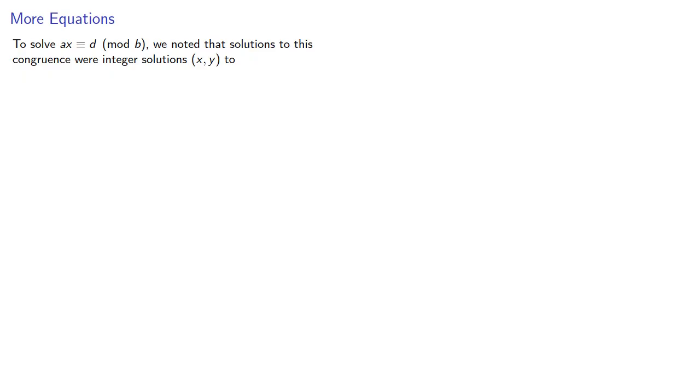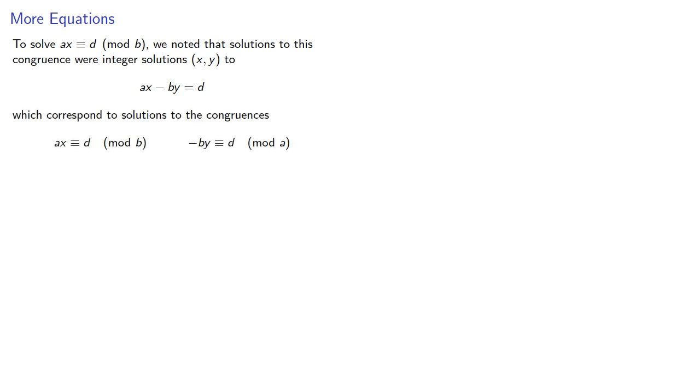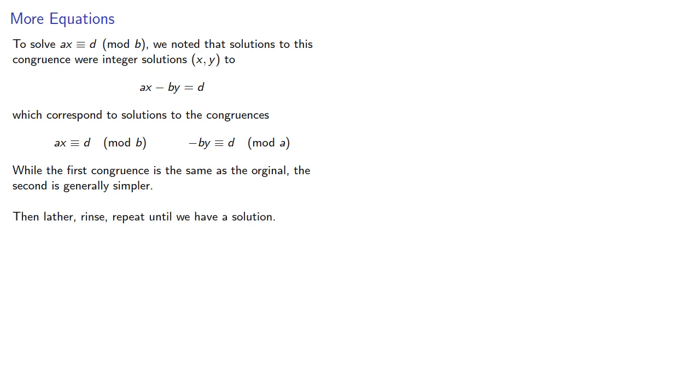To solve AX congruent to D mod B, we noted that solutions to this congruence were integer solutions x, y to AX minus BY equals D, which correspond to solutions to the congruences AX congruent to D mod B and minus BY congruent to D mod A. While the first congruence is the same as the original, the second is generally simpler. Then lather, rinse, repeat until we have a solution.